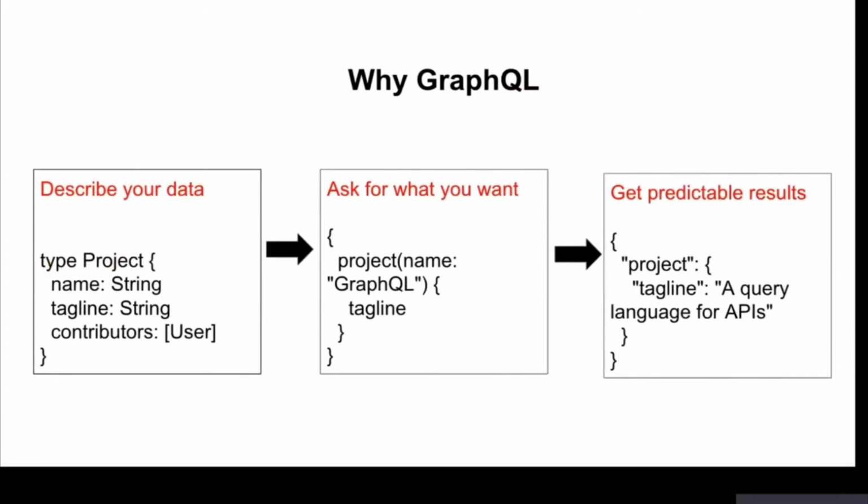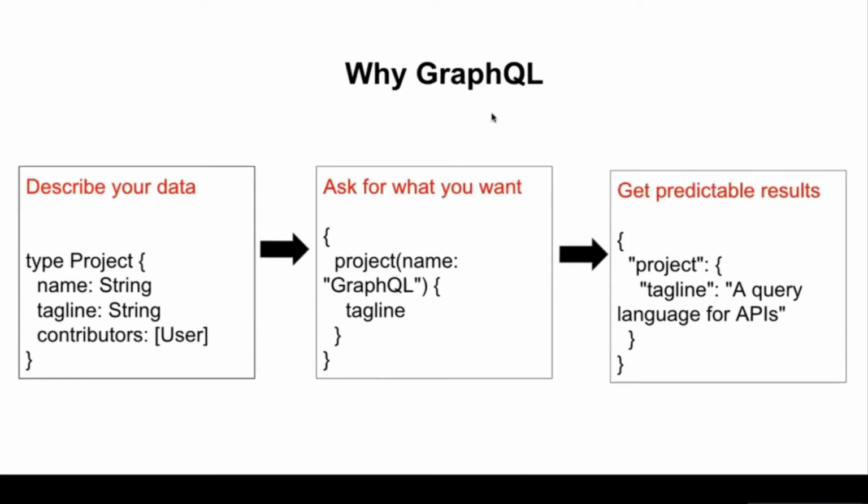Why GraphQL? Why do we use GraphQL? Why do we need GraphQL? GraphQL helps in describing your data. GraphQL provides declarative, efficient data fetching. It describes data. GraphQL is a strictly typed schema, in the sense that the information you provide has to be strictly typed.